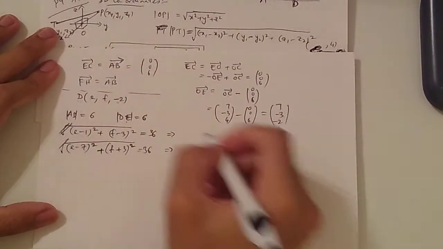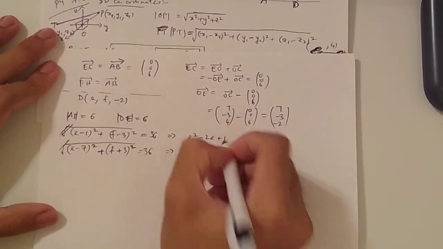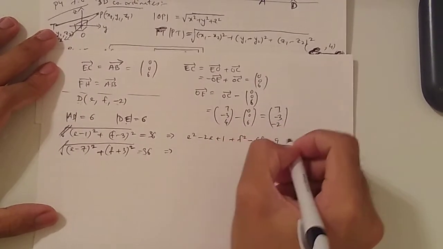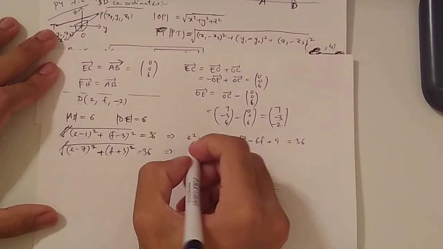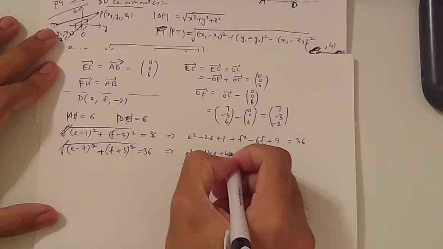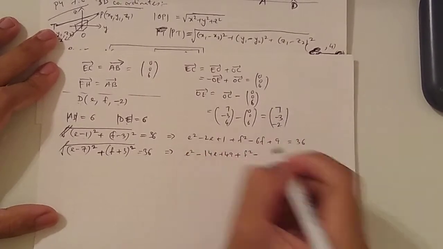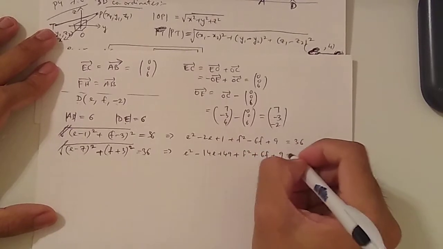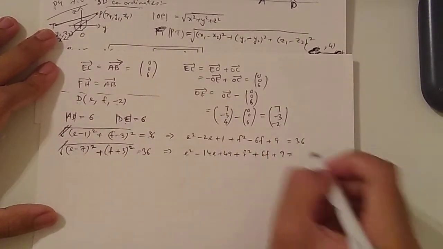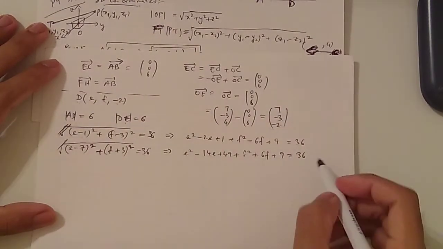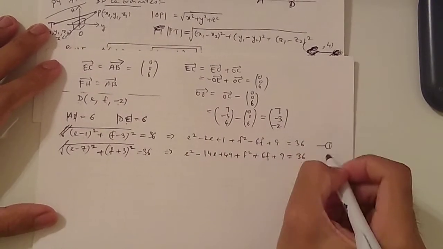Let's expand this expression over here. E square minus 2e plus 1 plus f square minus 6f plus 9 is equal to 36. And for the second one, you get e square minus 14e plus 49 plus f square plus 6f plus 9 is equal to 36. Okay, now we do have two equations. Let's subtract the second equation from the first equation.